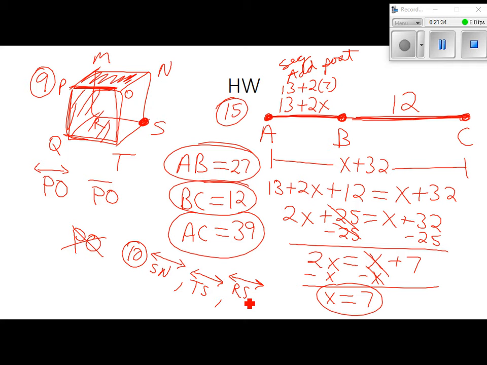11. Are points P, M, and Q collinear? What's collinear mean again? Same line. So P, Q, and M, same line. Are they collinear? No. Now, are they coplanar? They're all on the left side. Yeah, they're all on that plane that's back here on that side, right? So one answer is no, the other answer is yes. That's what I just had to check.